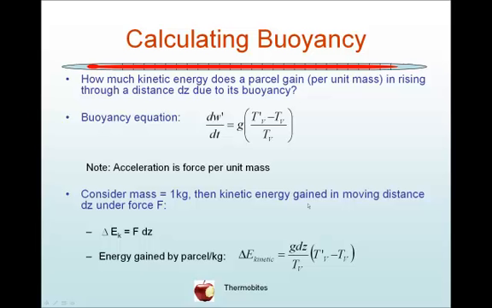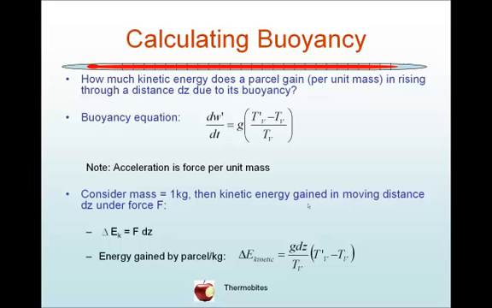When forecasting convective weather, we're particularly interested in the ability to calculate buoyancy. In particular, we want to calculate the convective available potential energy, the energy that's available for convection. We start by asking how much kinetic energy does a parcel gain per unit mass in rising through a distance dz due to its buoyancy.